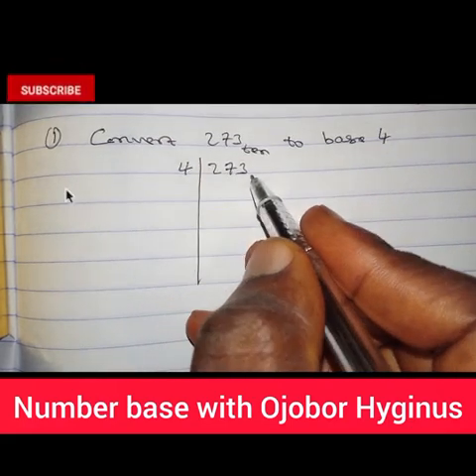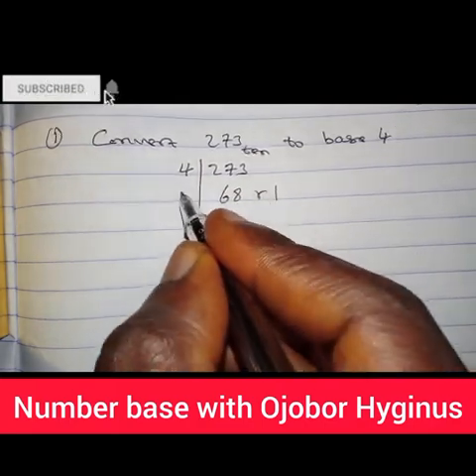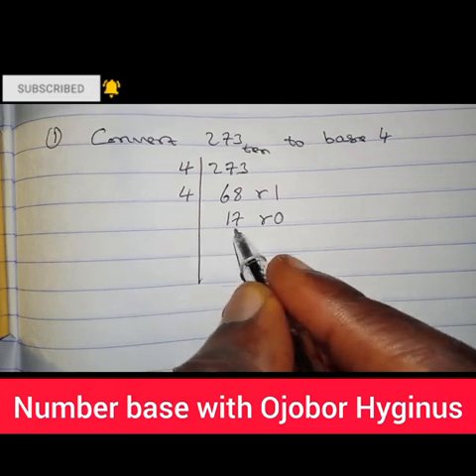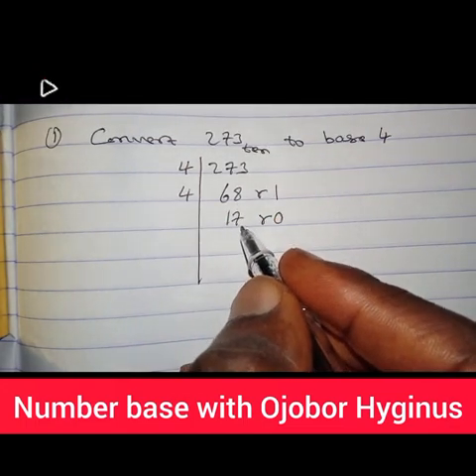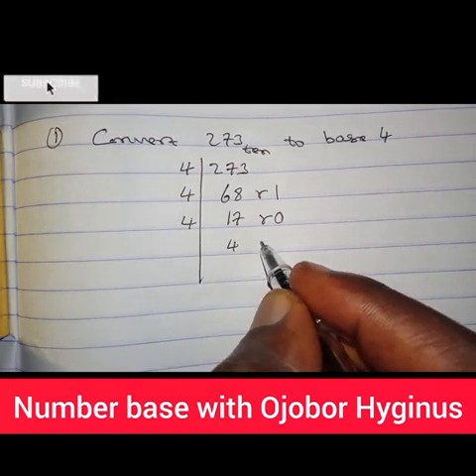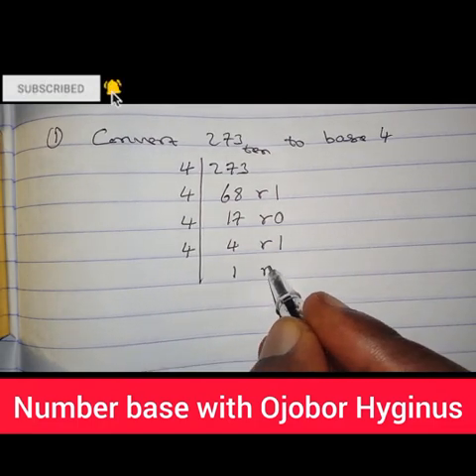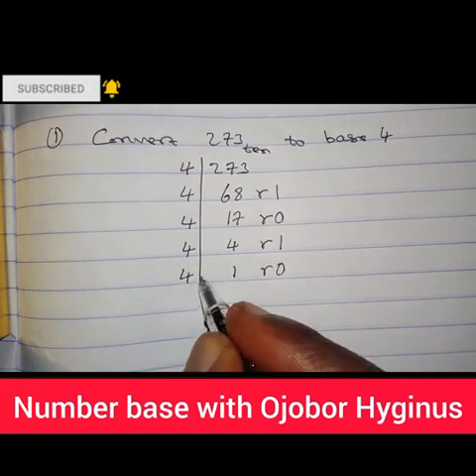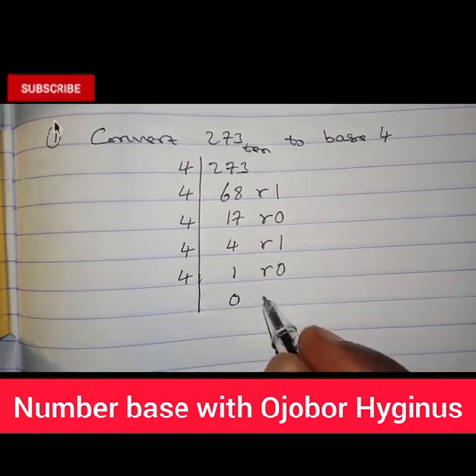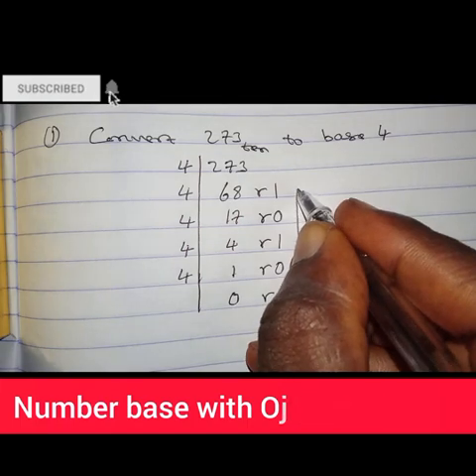So if you divide 273 by 4, you are going to have 68 remainder 1. Divide 68 by 4, you will have 17 remainder 0, because if you divide 68 by 4, you get 17, there will be no remainder, so the remainder is 0. 4 divide 17, you have 4 remainder 1. 4 divide 4, you have 1, there will be no remainder, so 0. Then 4 divide 1. Since 1 is less than 4, you will write 0, and this 1, you write it as the remainder. Then you read or write from the bottom to the top.